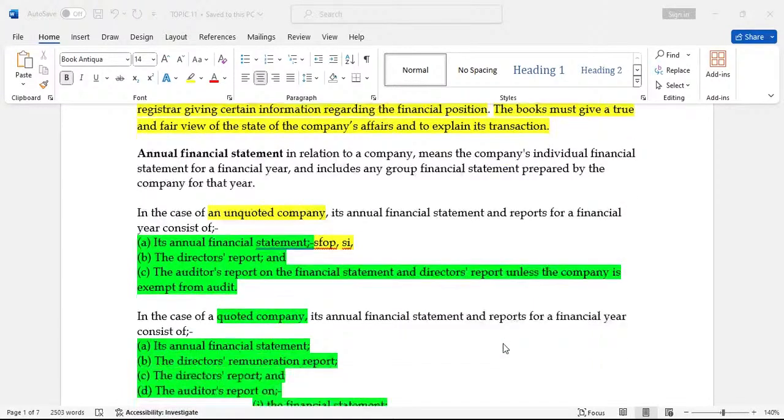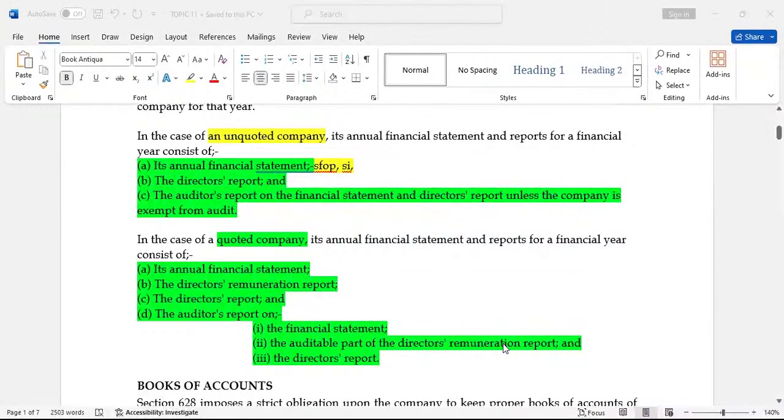If it is a quoted company, then you'll have the directors, you'll have the annual financial statements, that is the income statement, and of course, the statement of financial position. You'll have the director's remuneration report, the director's report, and the auditor's report. So that is the annual financial statement. The auditable part of the director's remuneration has to be there. Then, of course, the director's report. So they can ask this one in the exam.